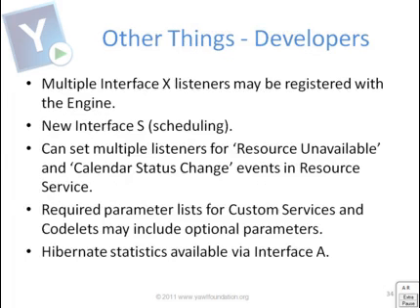And also I've added Hibernate statistics via interface A. There's a method there where you can first choose from a service or a codelet to turn those statistics on, and then at some time later you can get those statistics. It's quite a long range of different sorts of statistics you can get from the Hibernate framework to see if there are any bottlenecks or any slow parts of the code.